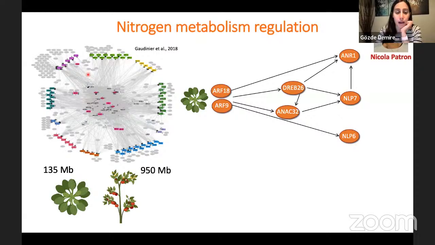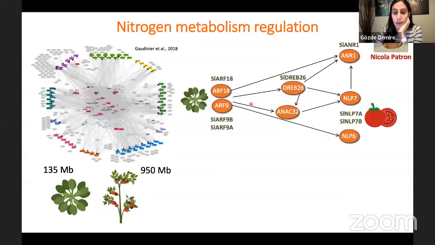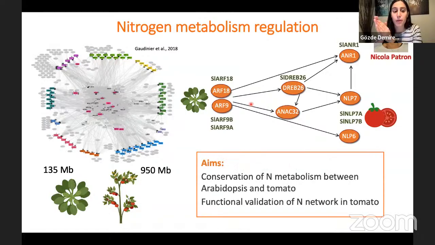So this project focuses on trying to understand some of the key transcription factors in the nitrogen network. And it's a collaborative project between Brady Lab and Nicola Patron's lab in the UK, where we are looking at these transcription factors and how they regulate nitrogen metabolism, both in Arabidopsis as well as in tomato. So our aim is to look at how much of this pathway is conserved between these two species, because most of the research that aims to increase the nutrient use efficiency is done in Arabidopsis, but we need to understand what we can translate between Arabidopsis and different crops.